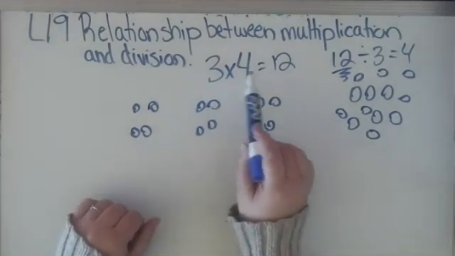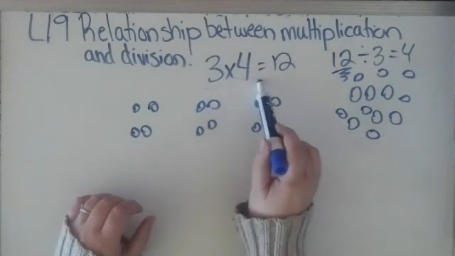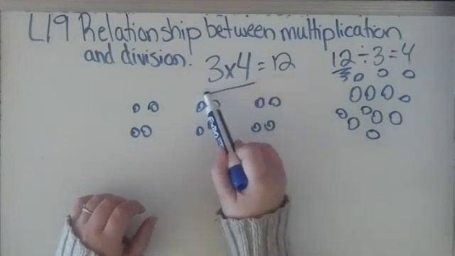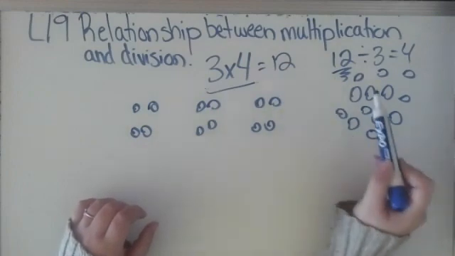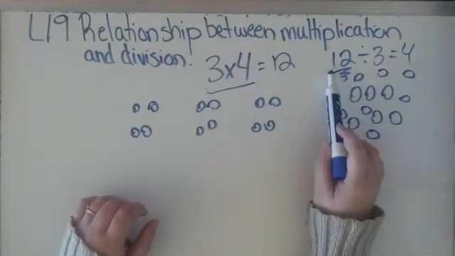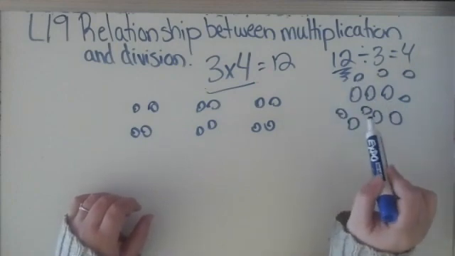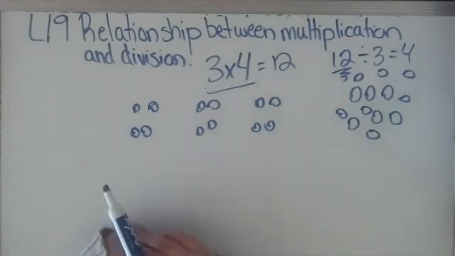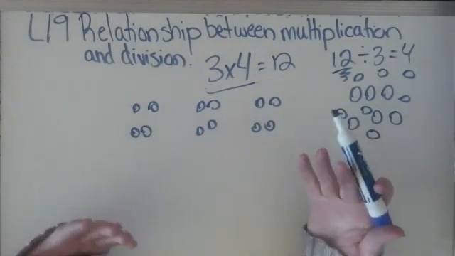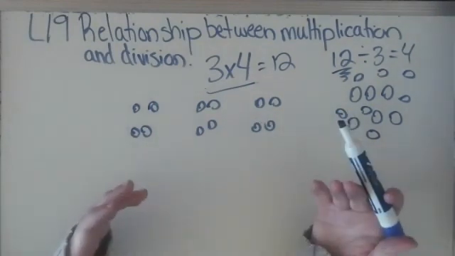Again, this way, you start with knowing how many objects are in each group and how many groups to tell you how many objects you have altogether. This one starts with how many objects you have altogether, and then you separate them into however many groups. You need to tell me how much is in each group. But again, that's the relationship between multiplication and division.